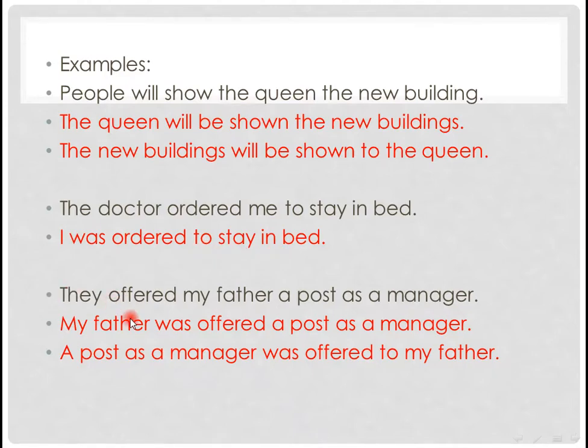And we have another example. They offered my father a post as a manager. My father was offered a post as a manager. And if I am interested in what was given to my father, I will say a post as a manager was offered to whom? I will add to to my father, and that's it. I will have a passive voice sentence so simply just by paying attention to the order of the words, to the tense, to the auxiliaries I use, to the past participle of the verb, and to what kind of object I am using. If I pay attention to these rules, I will check all my solutions in a good way.